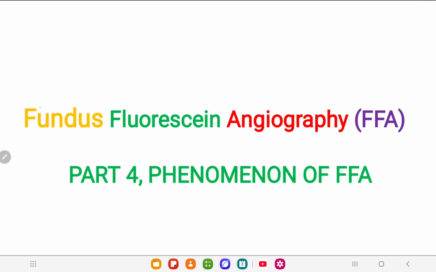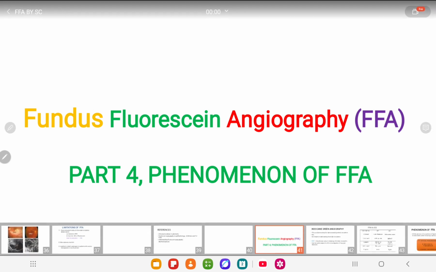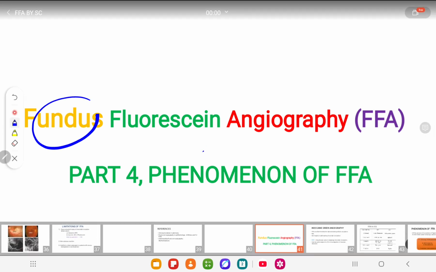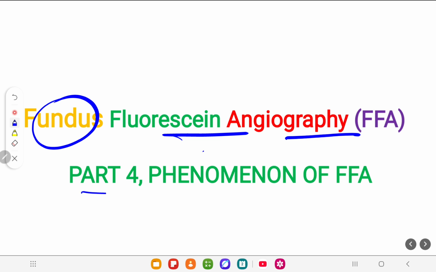So we start again, part 4 basically. So let me first bring my pen and then we start. Okay, Fundus Fluorescein Angiography, part 4.